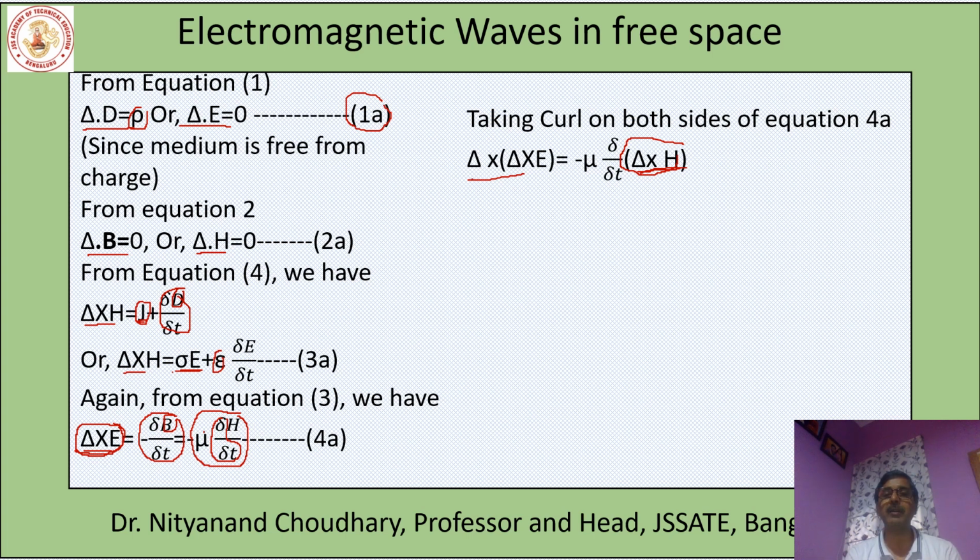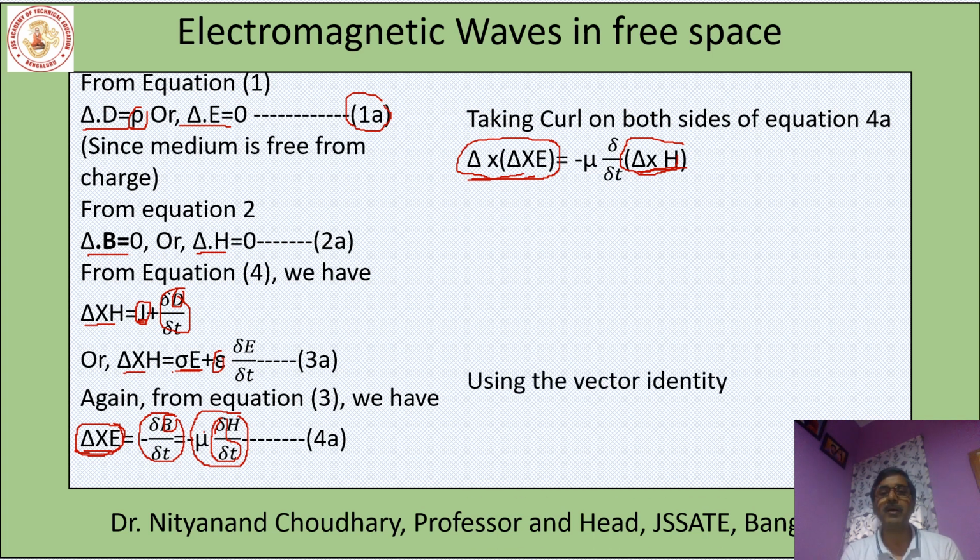So this is your curl, del cross E is equal to minus mu, right? Del upon del T we are taking over from here, and then I am taking the curl with that. So del cross H. So this is what we have taken. Now this is your vector identity. Del cross E, as you can see, is a vector triple product, right? So it's a vector identity.